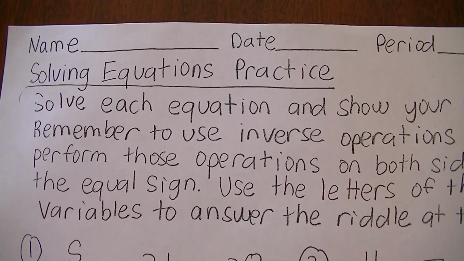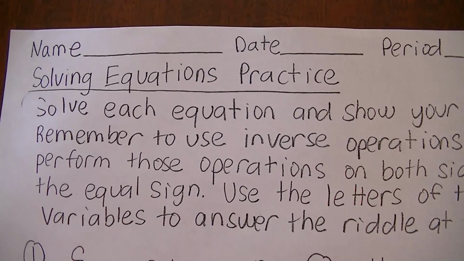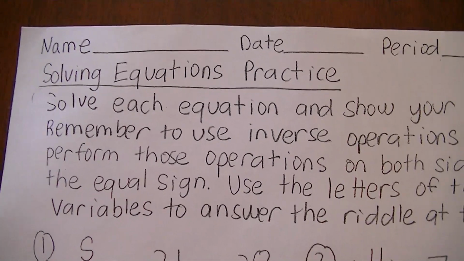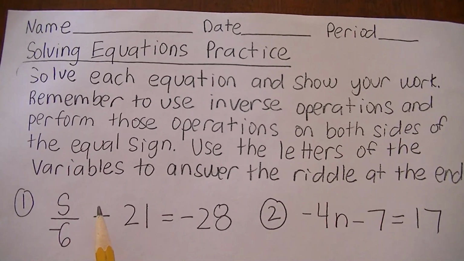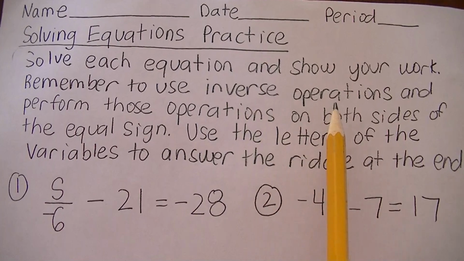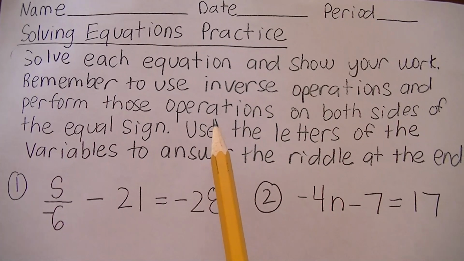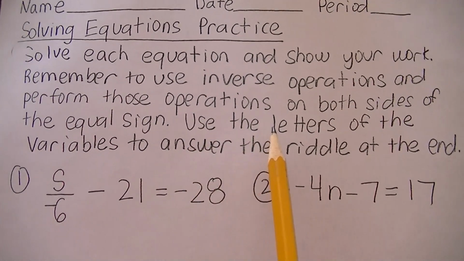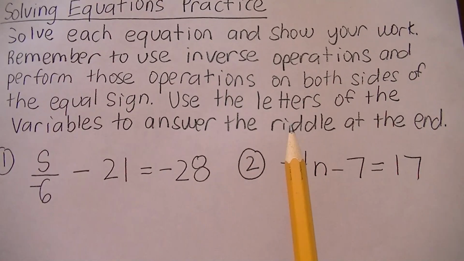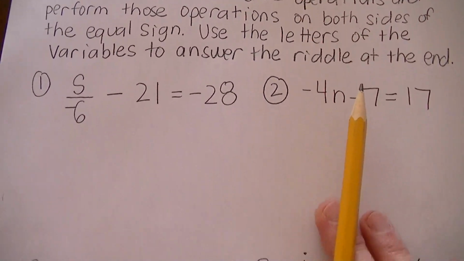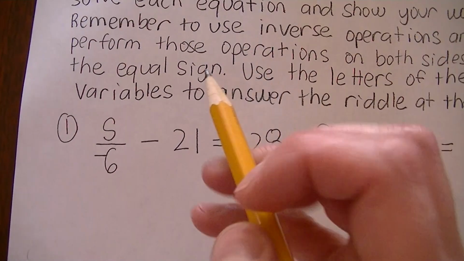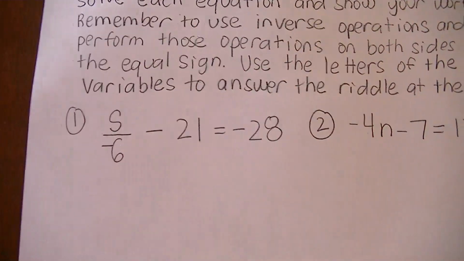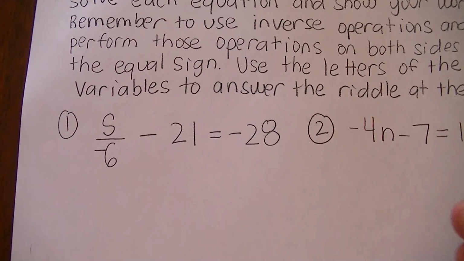I'm going to show you how to complete the problems on the worksheet called Solving Equations Practice. Solve each equation and show your work. Remember to use inverse operations and perform those operations on both sides of the equal sign. Use the letters of the variables to answer the riddle at the end. So at the end of this worksheet there is a riddle. Okay? So I'm going to just use the method that I showed you how to solve equations in class.